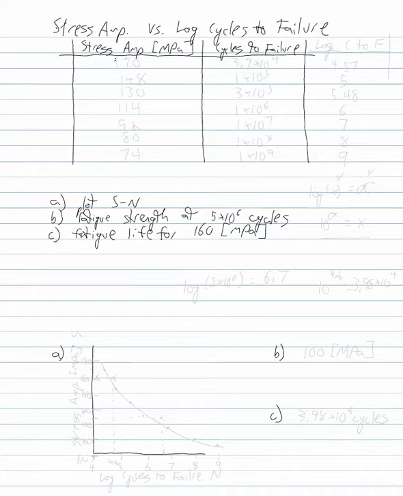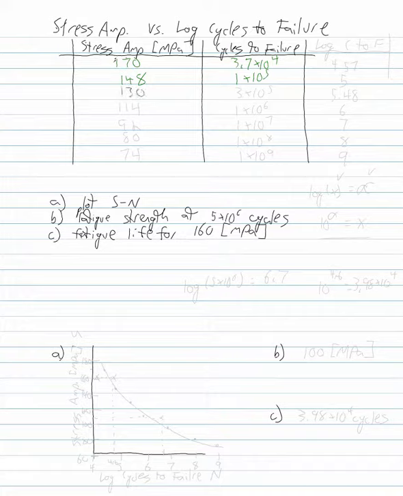Stress amplitude versus log cycles to failure problem. The fatigue data for a brass alloy are given as follows. For a stress amplitude of 170 megapascals, the cycles to failure are 3.7 times 10 to the fourth. For 148, it is 1 times 10 to the fifth.